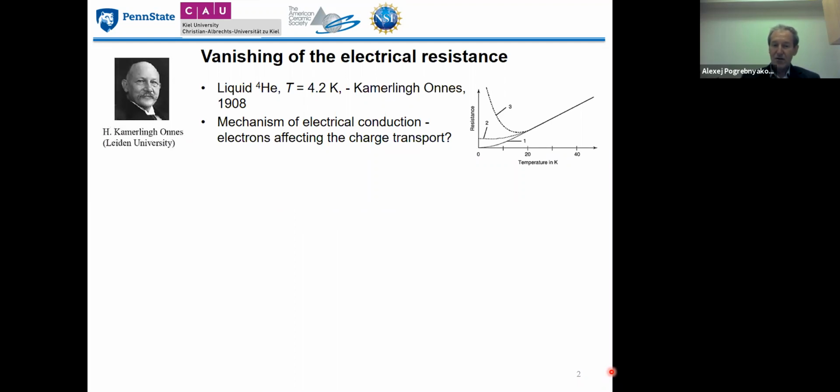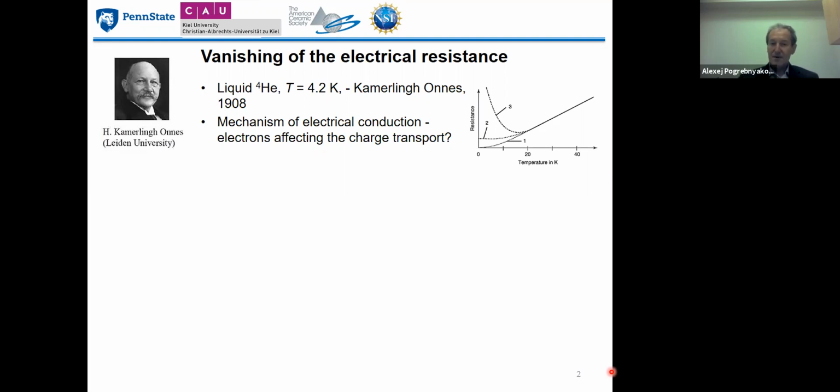Almost over 100 years ago, at the low temperature physics laboratory at Leiden University in Holland, whose director was Kamerlingh Onnes, in 1908 they succeeded in liquefying the last noble gas, helium, and this vastly expanded the areas of research in low temperature physics, opening the possibility to do research closer to absolute zero.